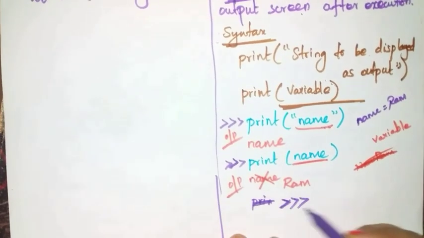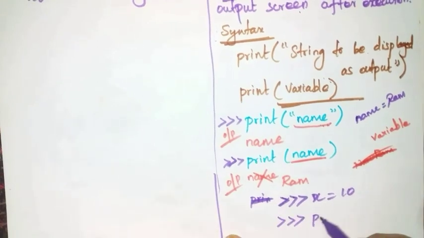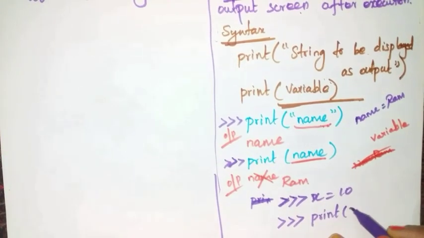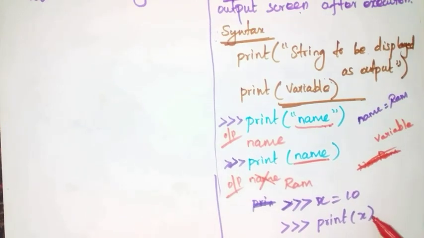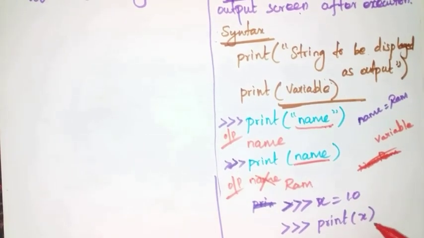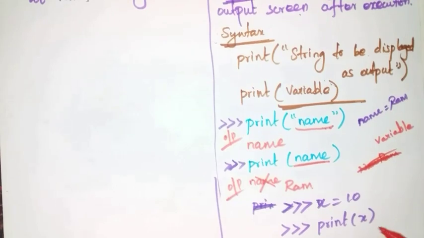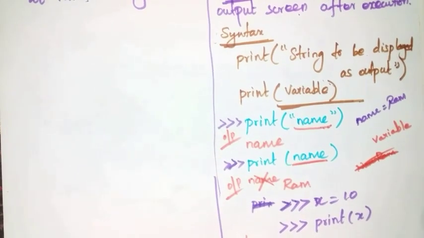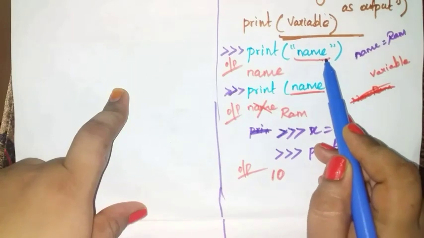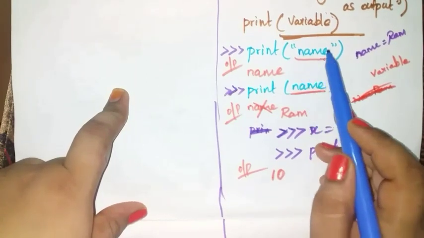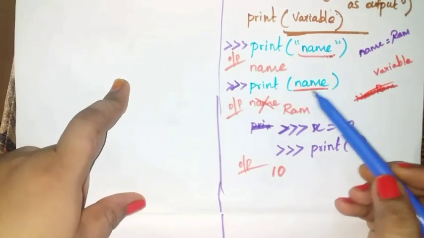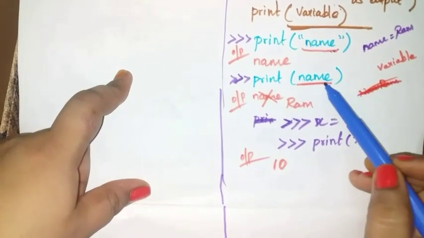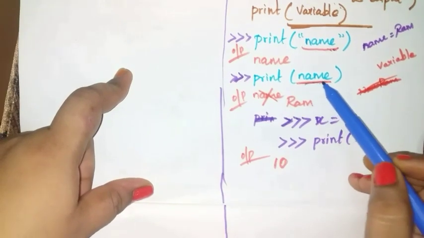Let us see another example. X equal to 10, print X. So what is the output of this code? Here double quotes are not given, so it is not a string, it is not a message, it is a variable. So you have to print the value of this variable. What is the value of X? X equal to 10. So the output of this code is 10. If double quotes are given within the print function, you have to print that whole message on the output screen. If double quotes are not present within the print function, that is called a variable, and you have to print the value of that variable.